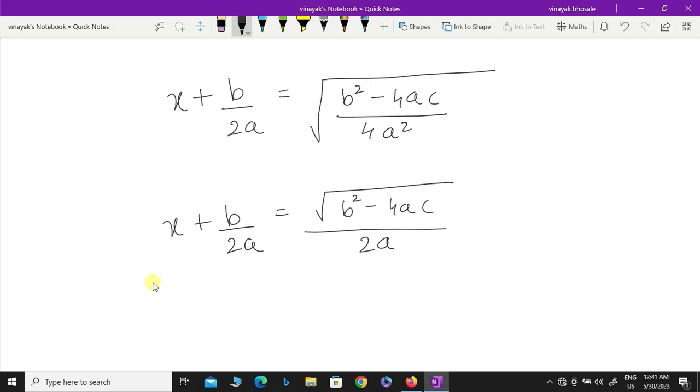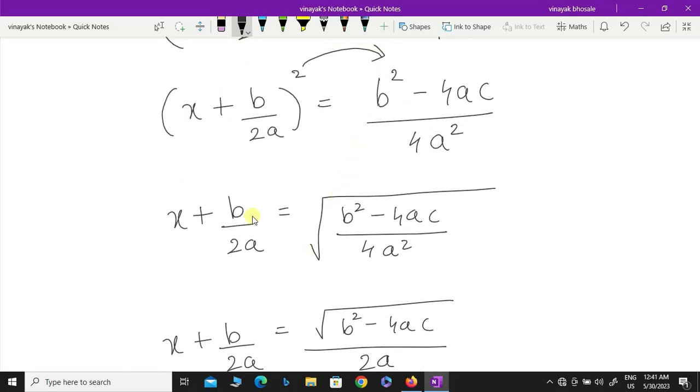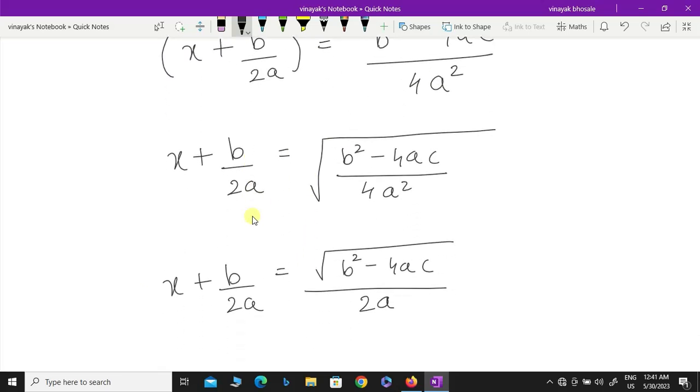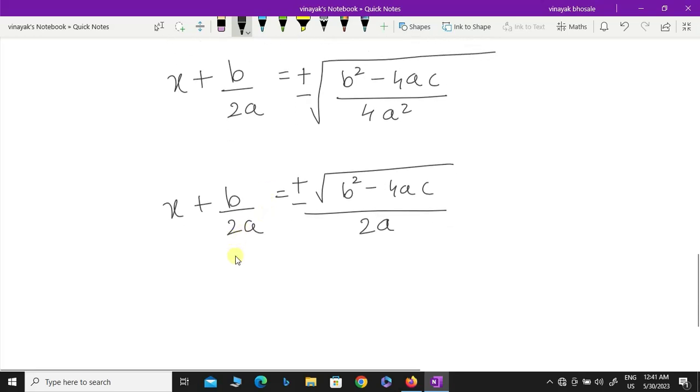Okay, and please remember, when you take square root it's going to be plus or minus square root. Okay, so here also plus or minus square root. Don't forget that. It's very easy to forget this plus or minus. When you take a square root, you always have to consider both the terms, plus as well as minus.